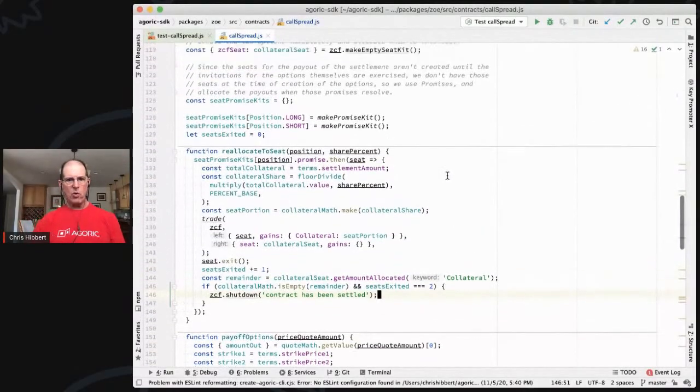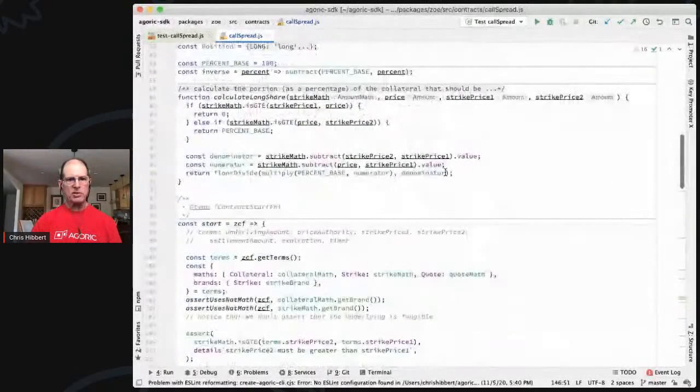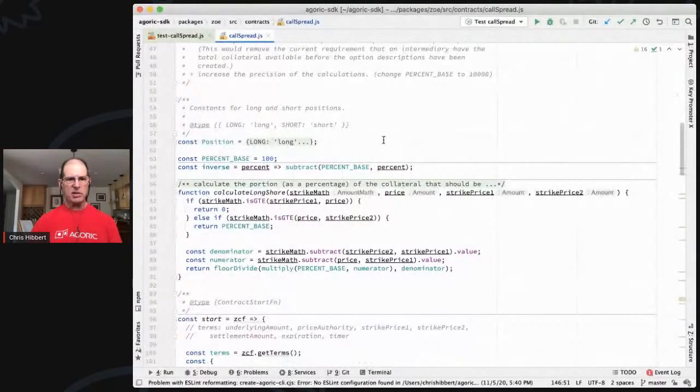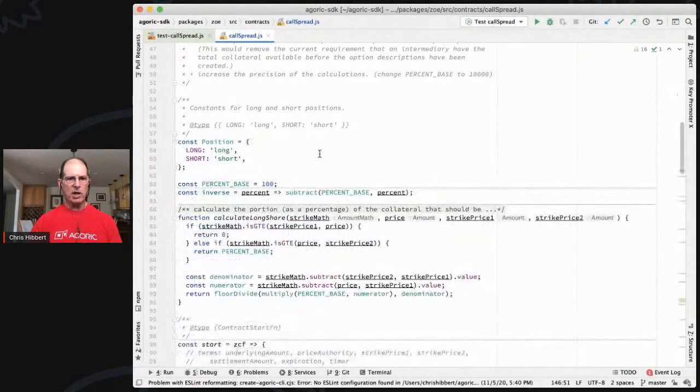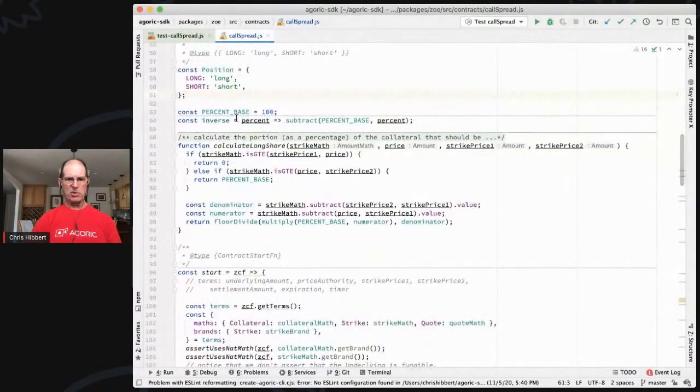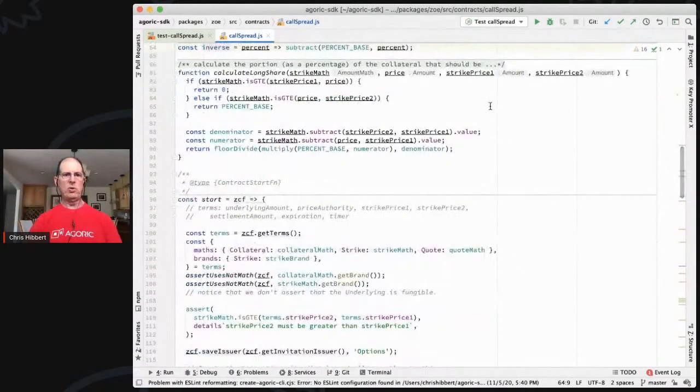Let me just walk through the whole thing again and see if it all holds together. I think I've talked about all of the pieces. So up here, those are imports. Here's the comment. I defined some JavaScript constants to label the long and the short position so that I could index them in the array of promises. I already mentioned using the percent calculation for the inverse. I talked through calculating the long share.